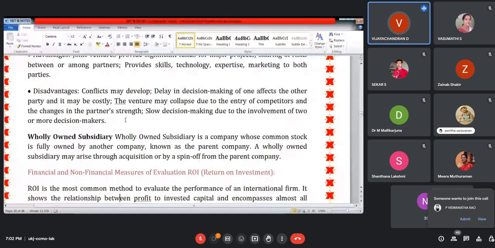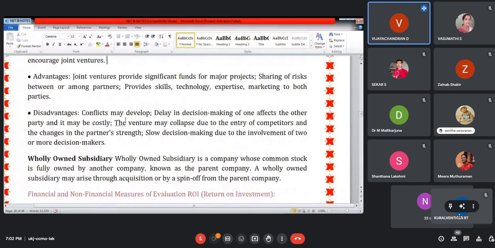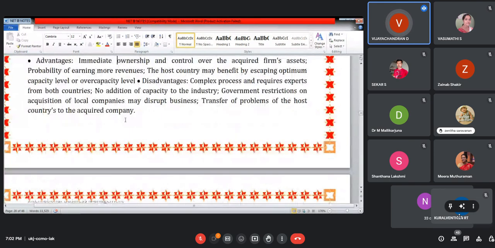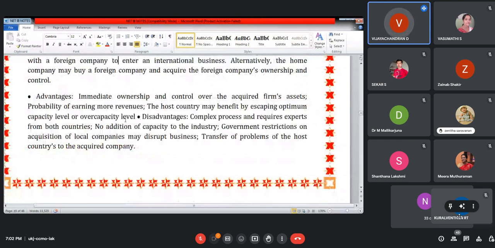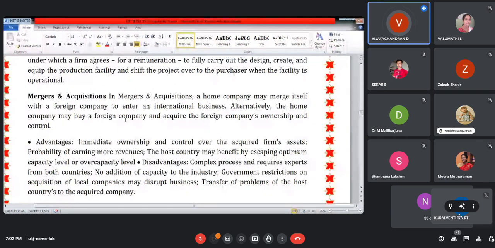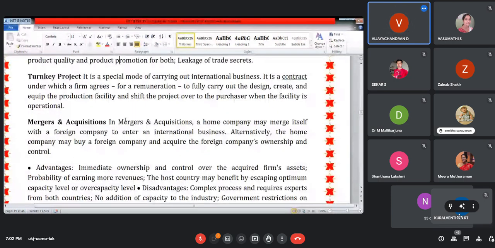And I also told wholly owned subsidiary. One company will be the holding company located in another country that will acquire the shares of another company operating in another country. So this is a way. And joint venture, I told. Management contract, I told. Merger, acquisition, I told. Turnkey project, now only I told.